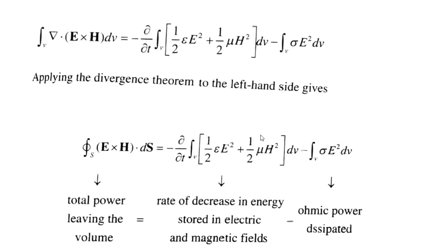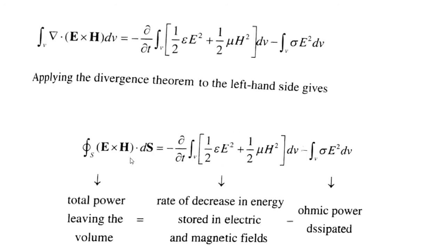What is the significance of these two terms? This is the energy density in the electric field and the energy density in the magnetic field, half epsilon E square and half mu H square. So to get the energy, you have to multiply with volume. The rate of change is given by dou by dou t, and minus dou by dou t gives the rate of decrease. Again, you can check the significance of each term.